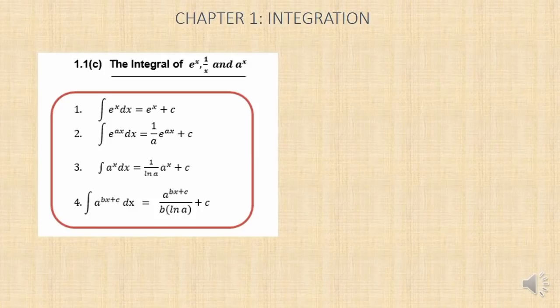And if we have an integral in the form a power of bx plus c, the integral would be a power of bx plus c divided by ln a times b, plus c, where b is the coefficient of x. Okay, that's the basic integral in the form of the exponential function.